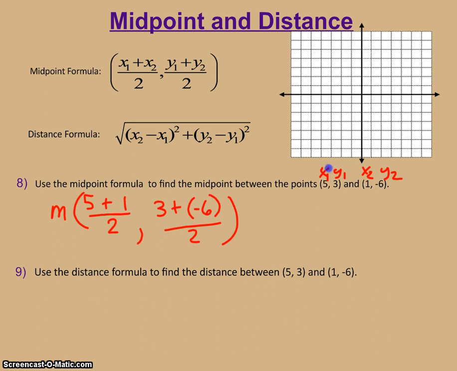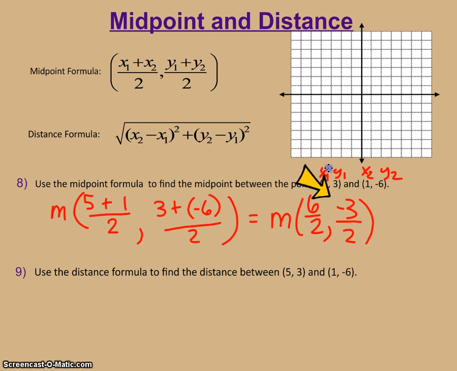So if you notice, what we need to do here is do 5 plus 1, which we all know is 6 divided by 2. Then we need to do 3 plus negative 6. Remember, if we're adding a negative, it's like subtracting. So really, it's 3 minus 6, which is negative 3 divided by 2.